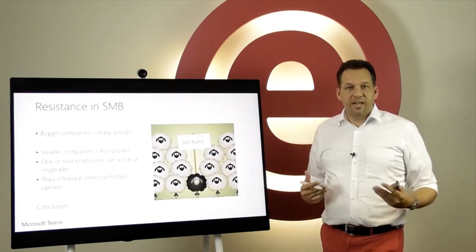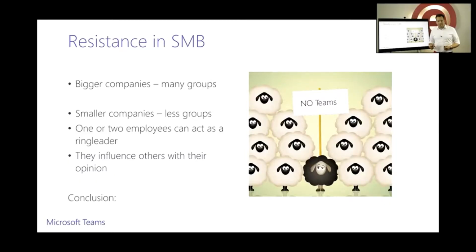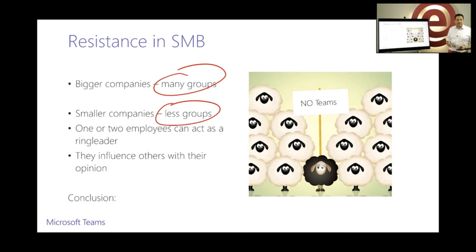And resistance in SMB is special. Why? Because in bigger companies, you have many, many groups. But in smaller companies, you have fewer groups. Fewer groups means that maybe one or two employees can act as a ringleader. They all sit together in the canteen for lunchtime, and one or two are against this solution. They have resistance and fear about it, and they talk to the others, and maybe they influence them much faster in a smaller company than this could be in a bigger company, because they cannot influence the whole company.